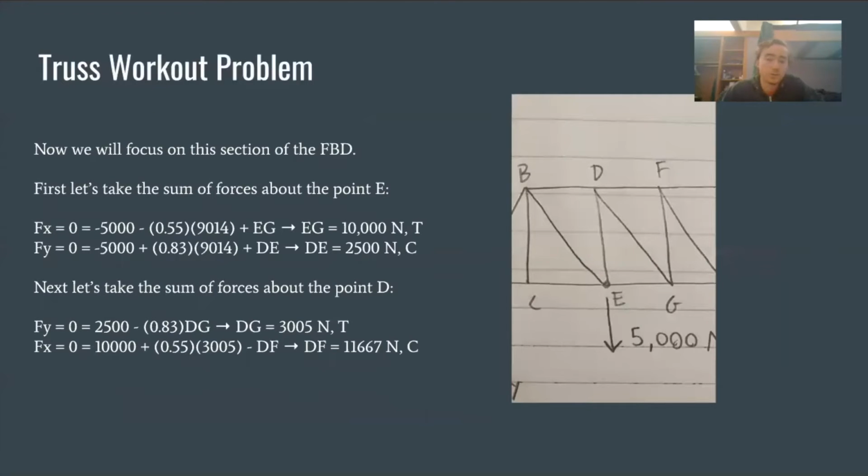Now I just moved it over one more step to the right, and we're going to sum points about E and D. This is a similar thing. You just sum up the forces in the X and Y, and through this we can get EG, DE, DG, and DF. If you notice a pattern, all the horizontal components on the top are in tension, such as BD and DF. Or not tension, I mean compression, and all the ones on the bottom are in tension, which is just how the bridge is deforming. It's just an interesting little fact that you can notice throughout the truss.